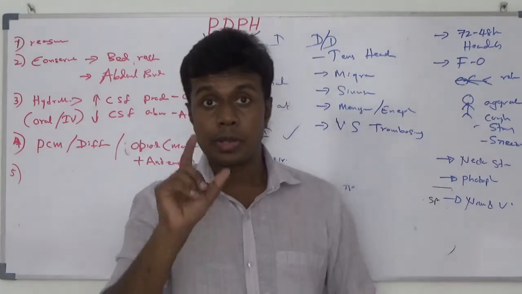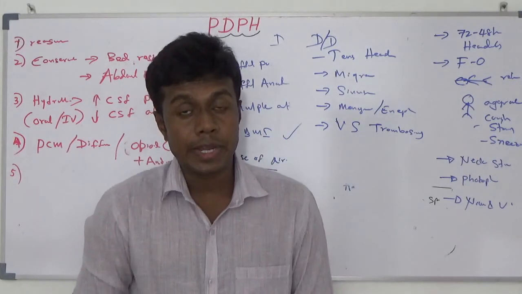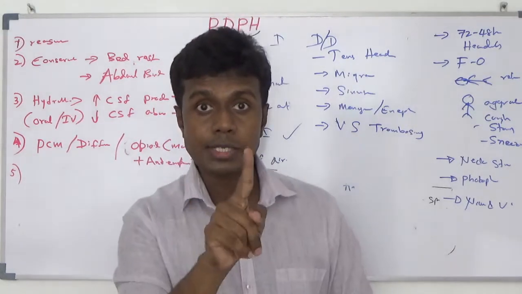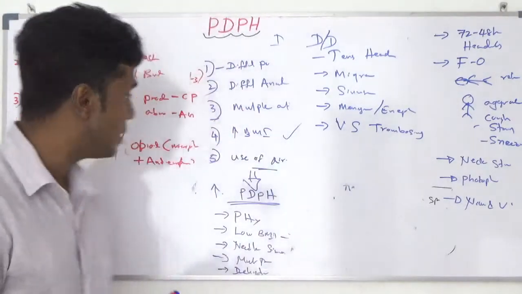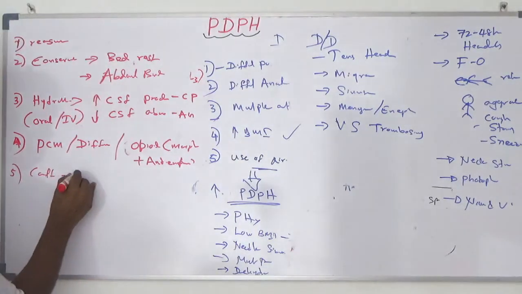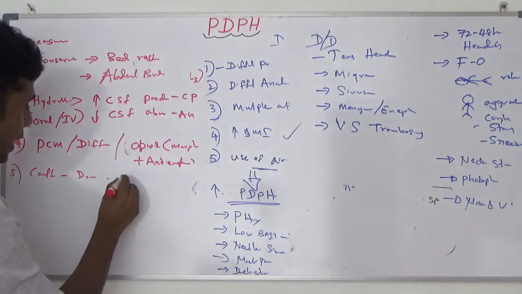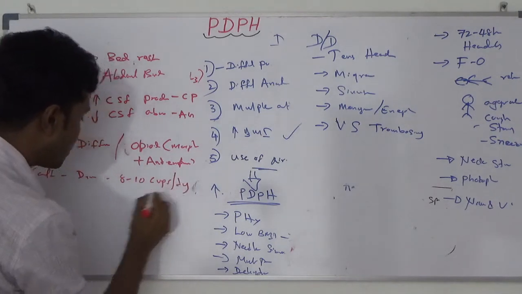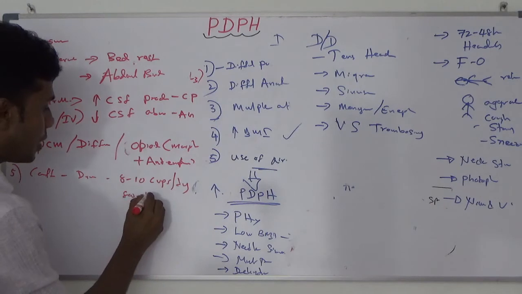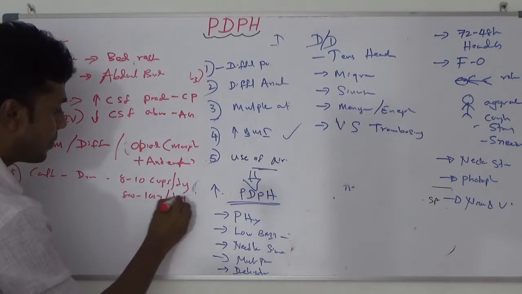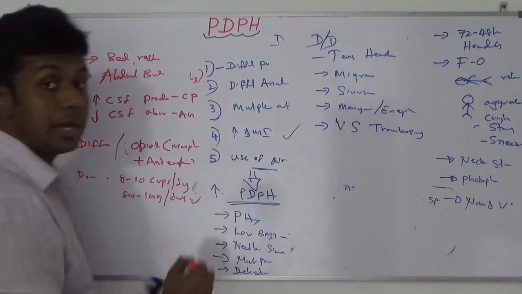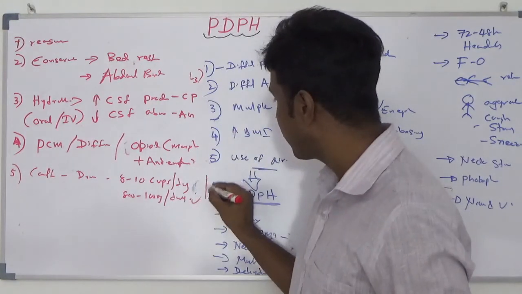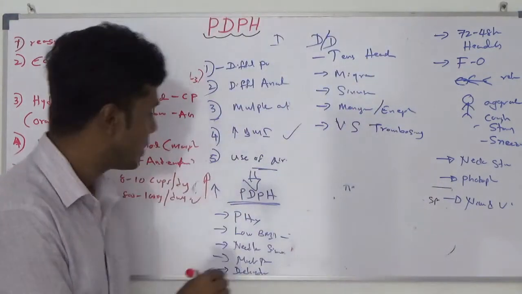Next one. Sometimes, if you give caffeine, it will improve symptoms. You can ask your patient to drink coffee as much as possible, 8 to 10 cups per day. Ideally 800 milligrams to 1000 milligrams of caffeine per day. It will improve symptoms rapidly. But unfortunately, if you give a large amount of coffee, your patient can develop constipation.